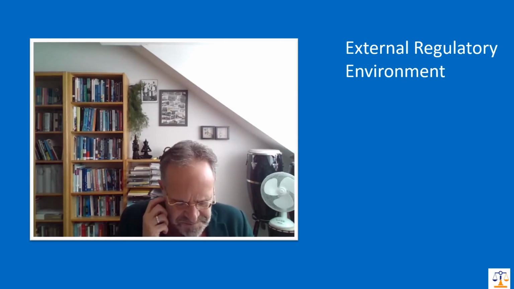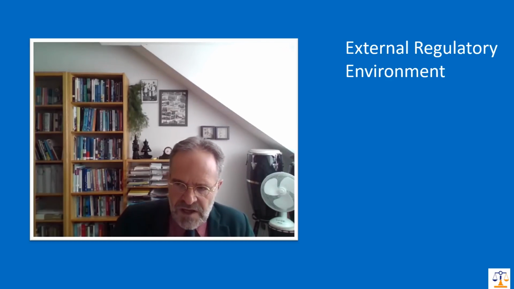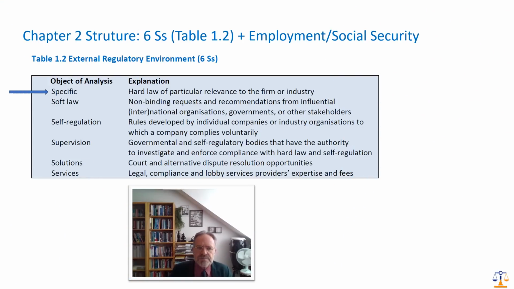Now let's go on and let's run through the 6 S's. So you know, in chapter 1 and just a few slides ago, we introduced this 6 S's model. That's what we're going to run through, and then when we're finished with it, we'll look into employment law and social security. When we start the analysis, we have the S of specific.